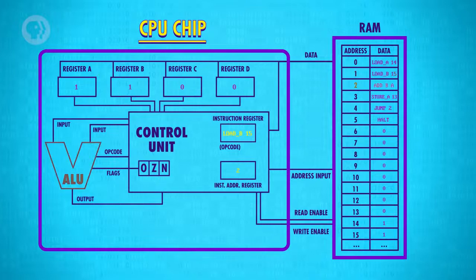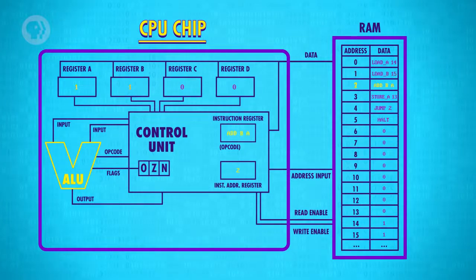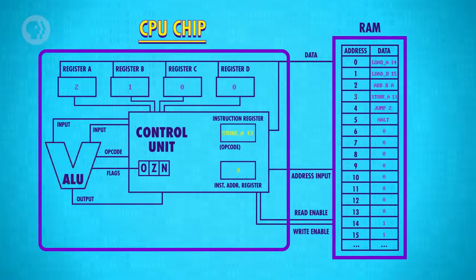As before, we add registers B and A together, with the sum going into register A. 1 plus 1 equals 2, so now register A has the value 2 in it, stored in binary of course. Then the store instruction saves that into memory location 13. Now we hit a jump 2 instruction.